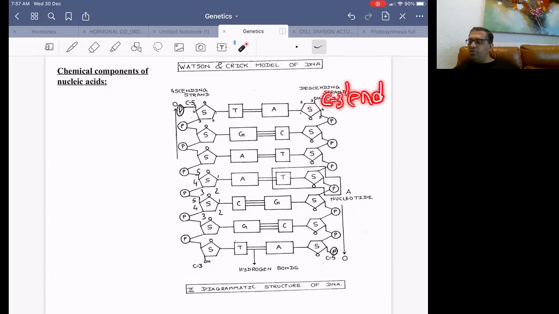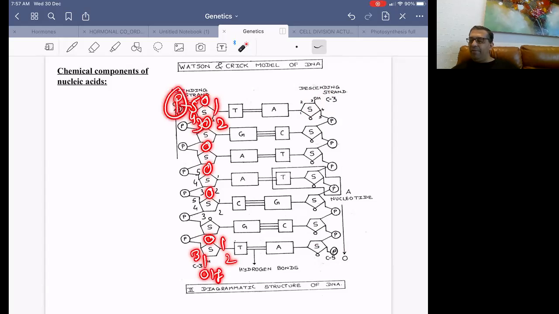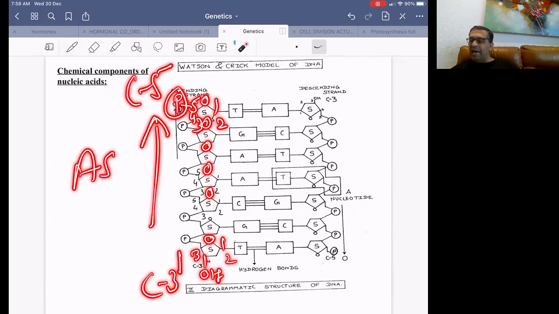In this strand the oxygens were above. Because oxygens were present above, we had 1, 2, 3 and OH present below. And we had 1, 2, 3, 4, 5 and the phosphate present above. So it was C3 below and C5 above, and that was called the ascending strand.